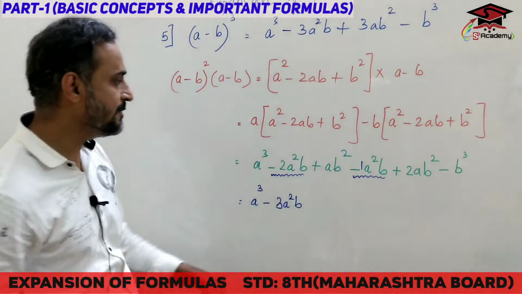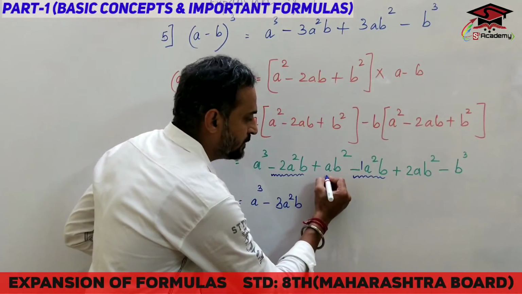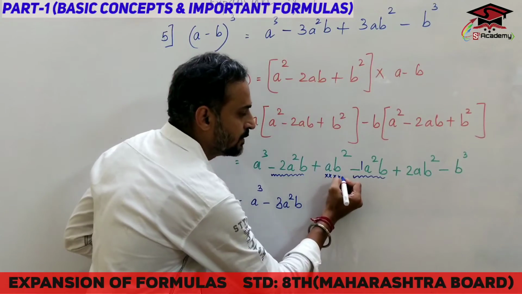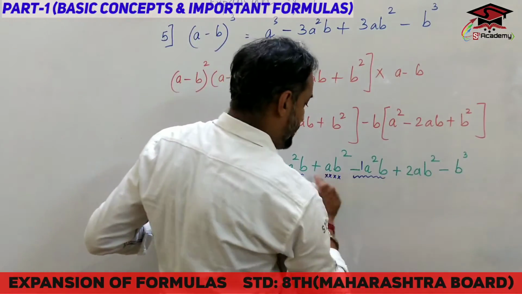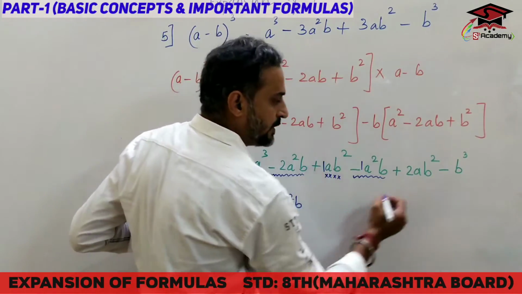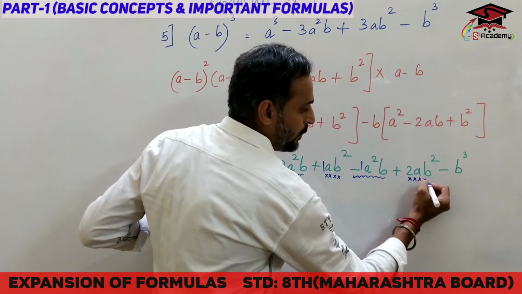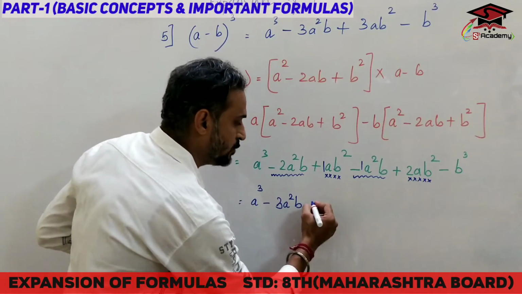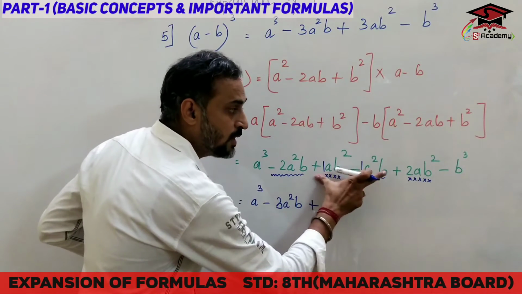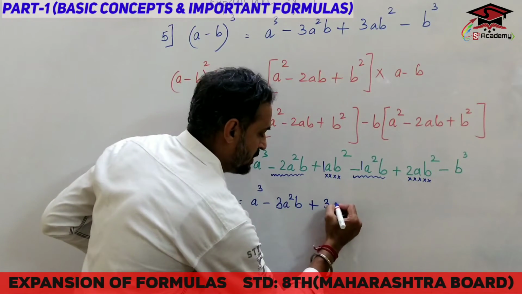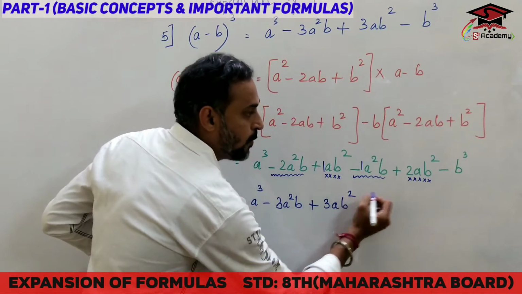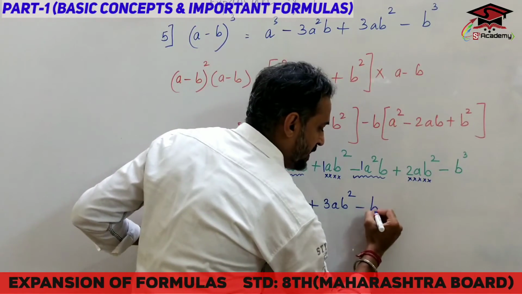Yes, friends. Okay. Now, what is given over here? ab square plus ab square. Let me take 1 over here and 2ab square. So that means, students, it is considered to be in plus. Plus 1 plus 2 is plus 3ab square. The last term is considered to be b cube.